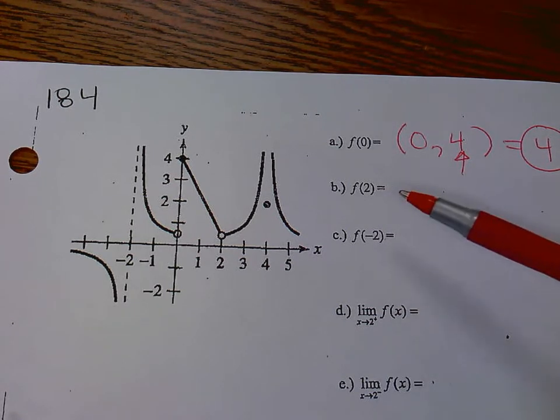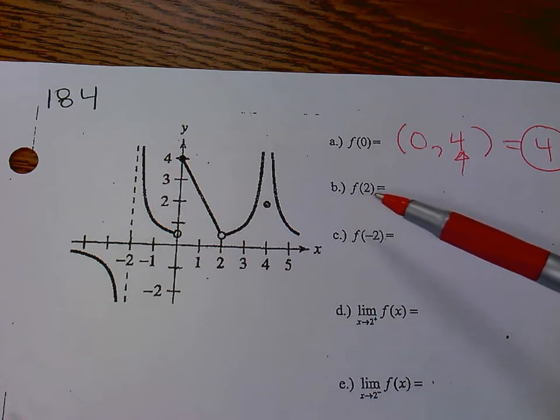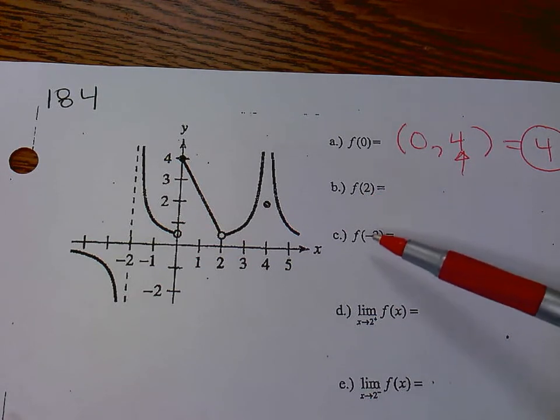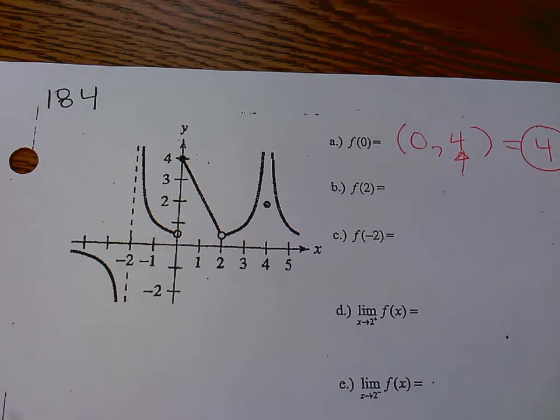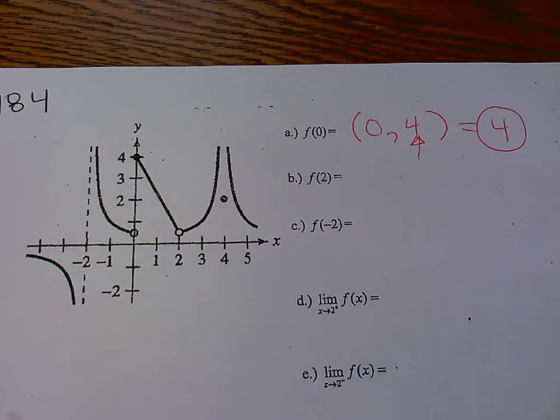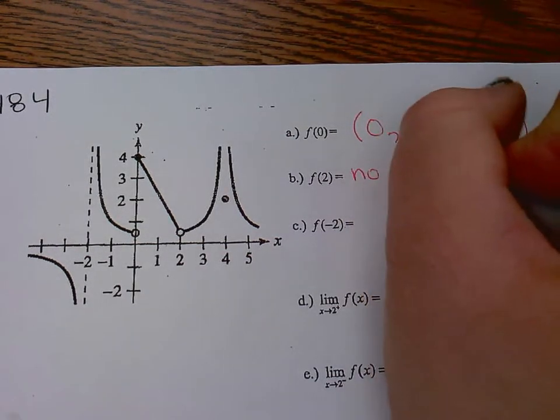See if you can find 2 on the x-axis. Tell me the corresponding y value. See if you can find -2 on the x-axis and find the corresponding y value. Finding the y value is a little bit different than just what the limit is. 2. What do you think the answer is? Is there a corresponding y value? So I could write 2, comma something. There isn't, right? So it's really like no solution.